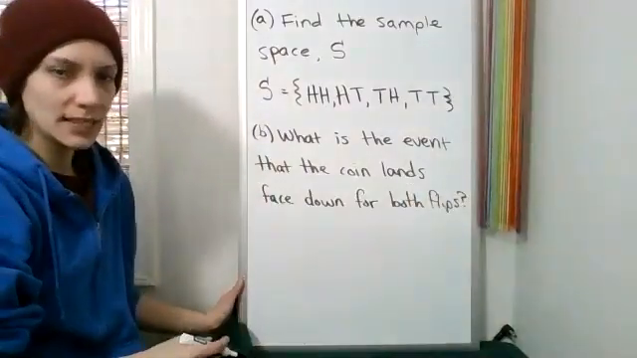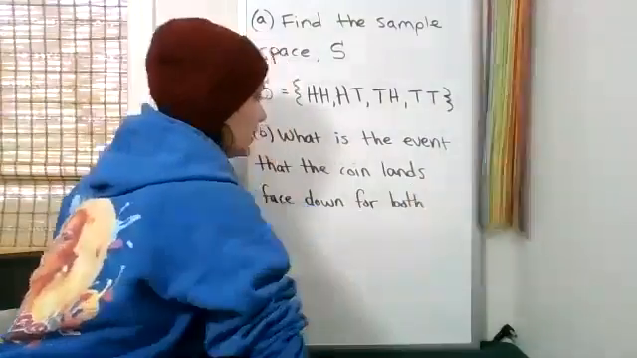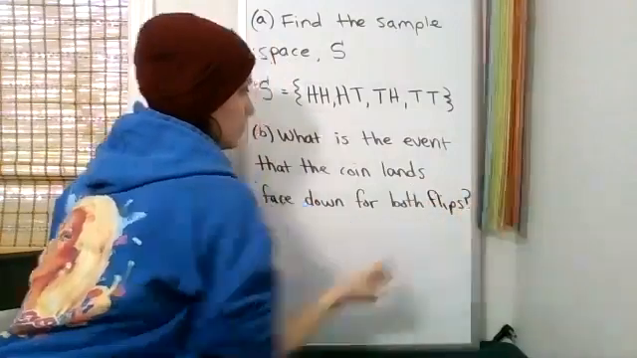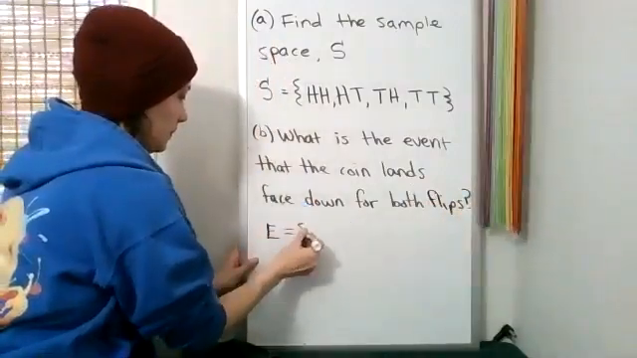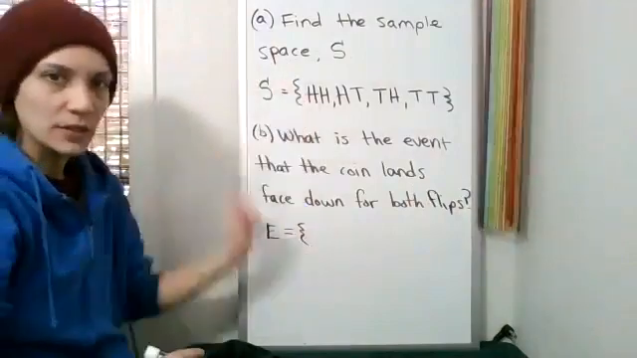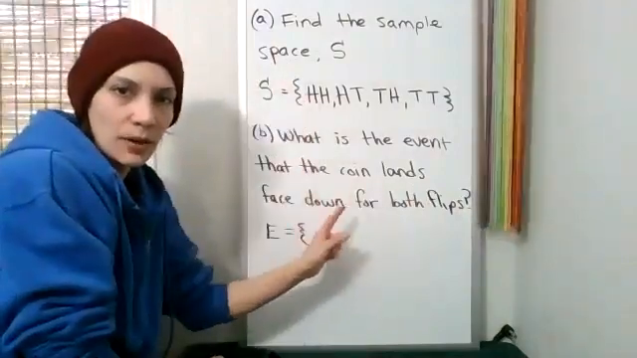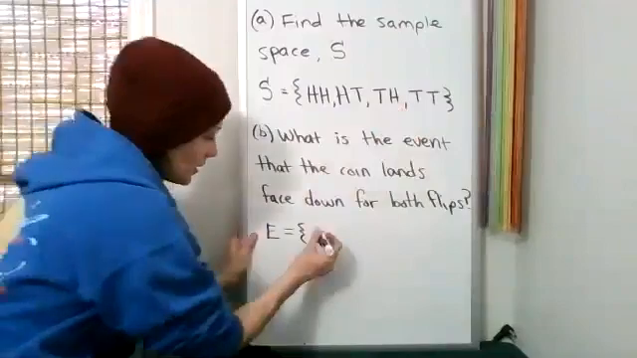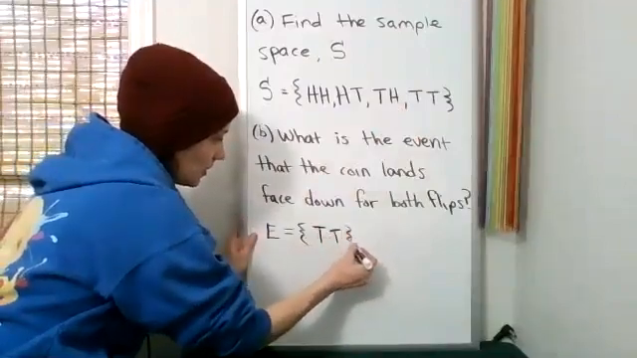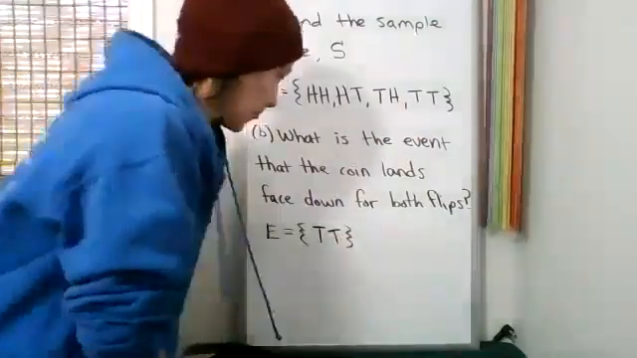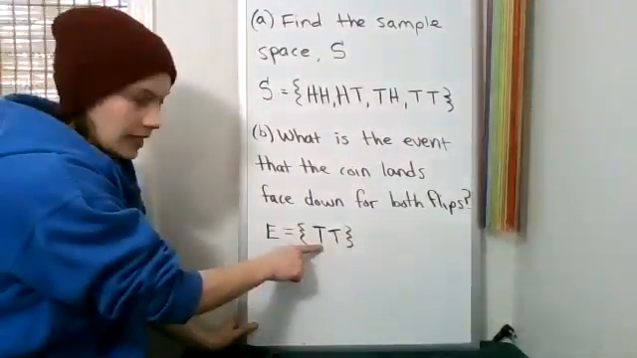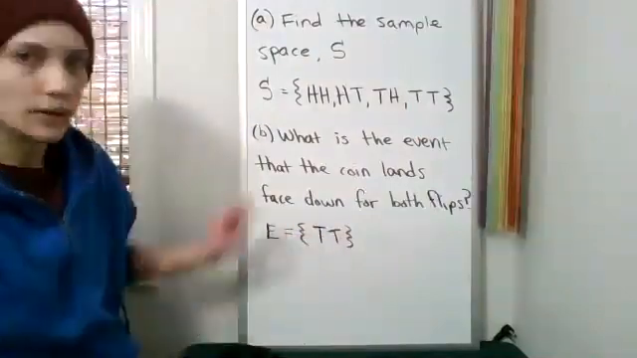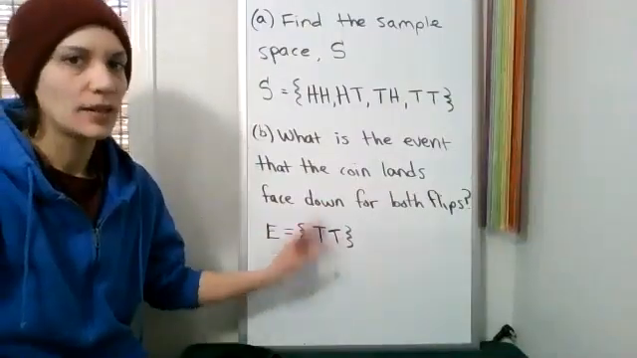Okay. We like to call our events E. An event is a subset of the sample space. So you start your set, and we want the coin to land face down both times, tails, tails. That's all you put into the set. So this means tails on the first flip, tails on the second flip, and this is one possible outcome, like a little pair from your sample space.